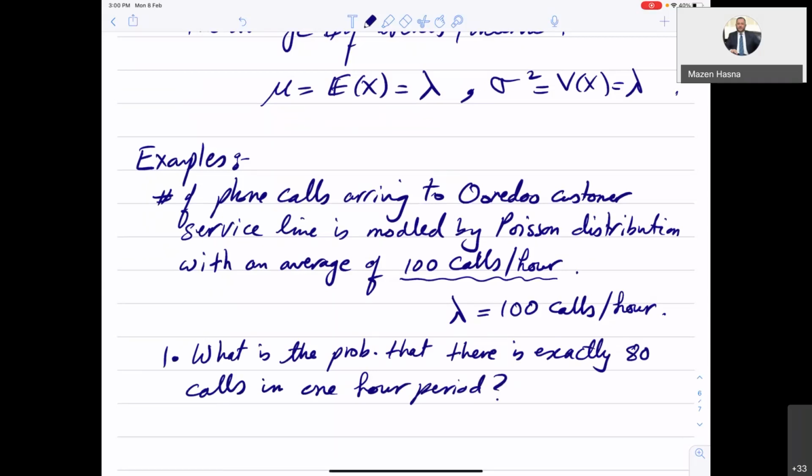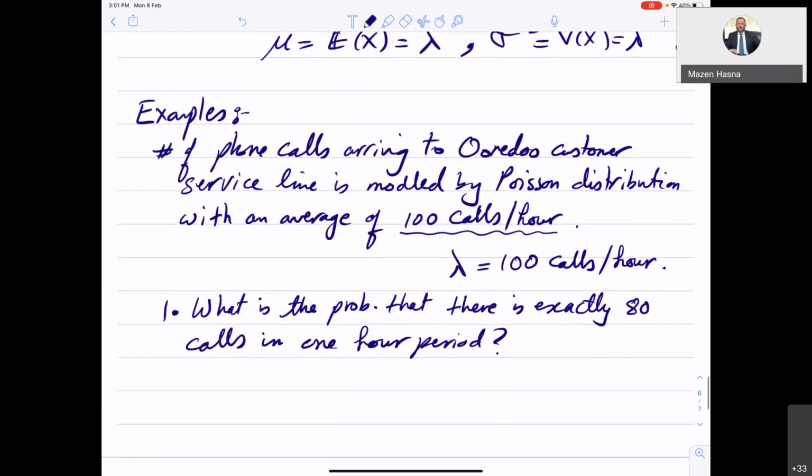I'm telling you, on average, they receive 100 calls per hour. Receiving 100 calls per hour does not mean that each hour they will receive 100 calls. Since this is a random process, in 1 hour they might receive 90 calls, in some hours they might receive 0 calls, in some other hours they might receive 200 calls. So this is the randomness. So I'm asking here, in a certain hour, what's the probability that they will get exactly 80 calls? So very simply, I'm asking about the probability of x equals 80.